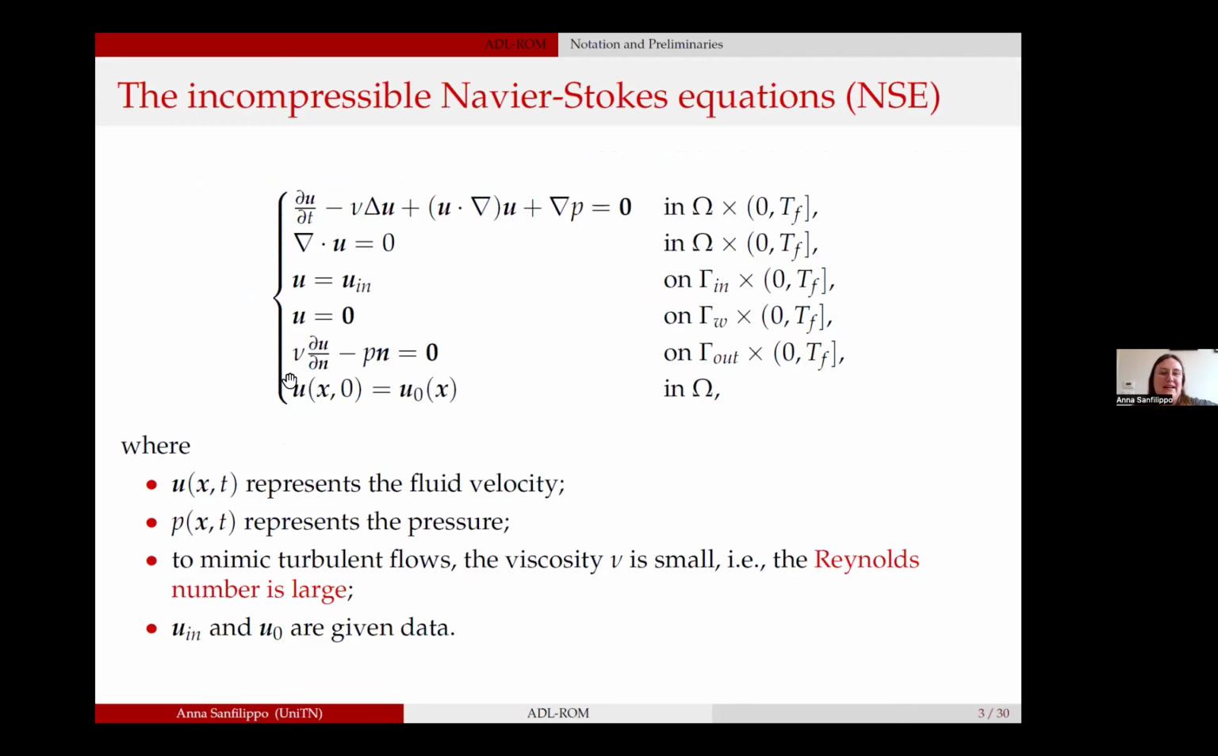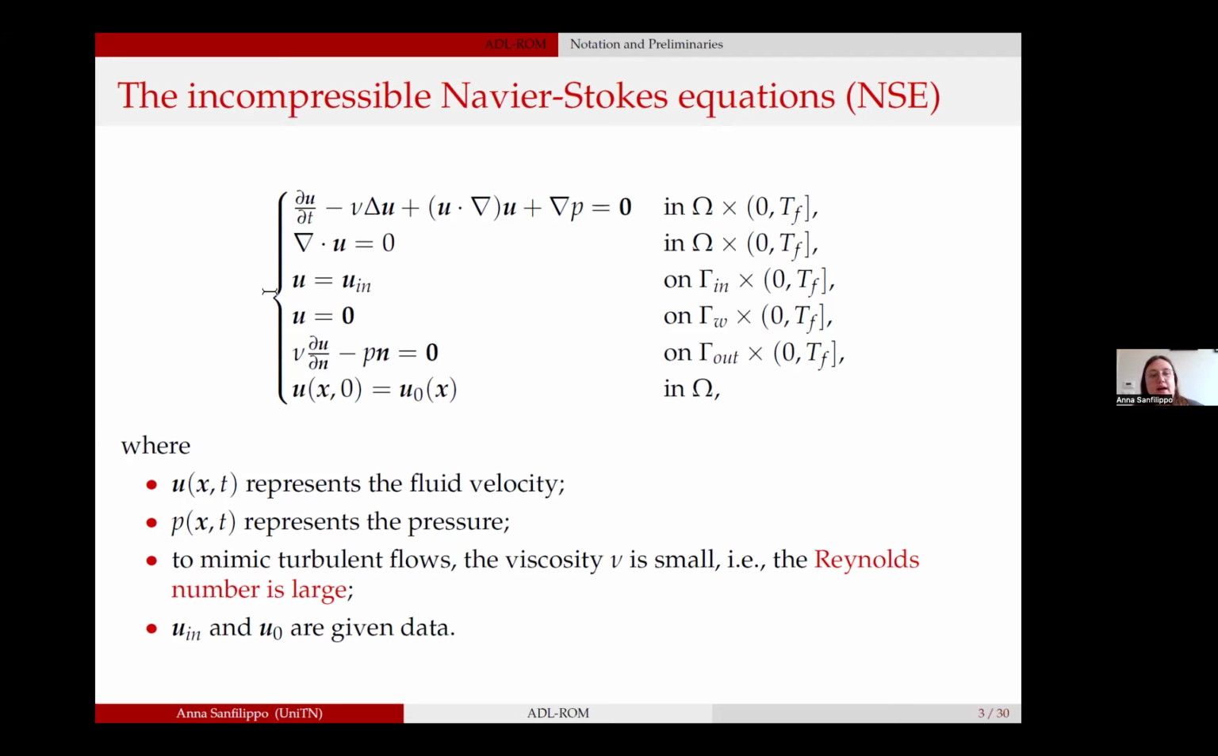First of all, I work on Navier-Stokes. These are the incompressible Navier-Stokes equations, the first two lines, in which U is the fluid velocity, P is the pressure, and nu is the viscosity. That is basically the inverse of the Reynolds number. In order to mimic turbulent flows, we have to choose a small viscosity or a large Reynolds number. We equipped these equations with an initial condition, U0, that is obviously a given data, and these boundary conditions.